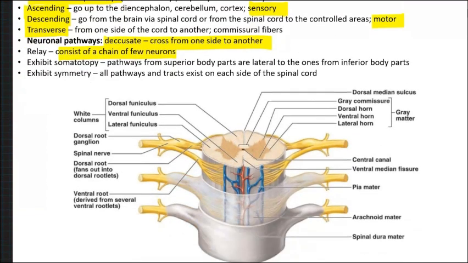All pathways consist of more than one neuron. They do exhibit somatotopy. Don't focus too much on that. And they are symmetrical. So if there is a pathway on the left side, exactly the same pathway is on the right side.